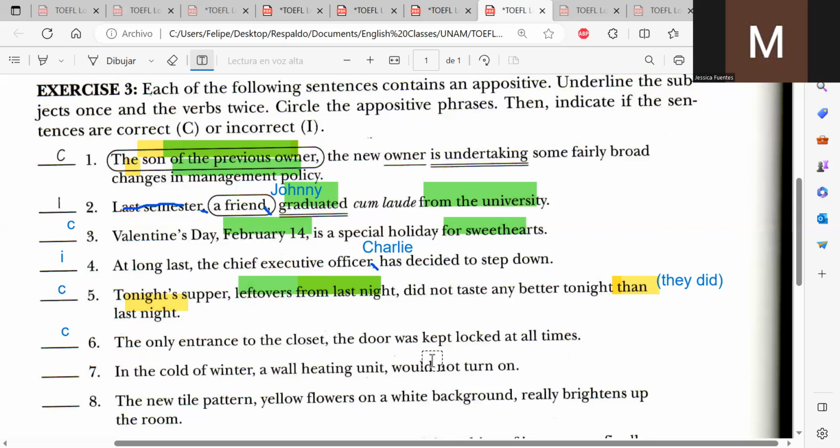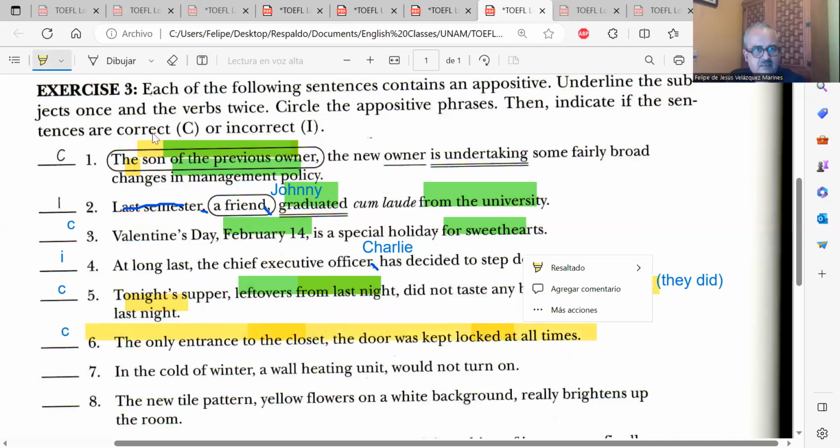Was kept locked is the verb. In this case, was kept is the verb, and locked is an adjective, a verbal adjective, but we're not going to get into that depth. We also have what is convenient for us: two prepositional phrases, right? Which ones? To the closet and at all times. Yes, very good. Perfect. Excellent.